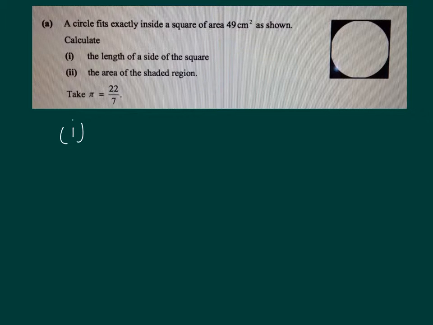So for this one, we're talking about area. It's flat. There's no volume included or involved. We're talking about a square of area 49 centimetres as shown. Find the length of the side of one of the square. So you should write down what you're given. The area is 49 centimetres squared.